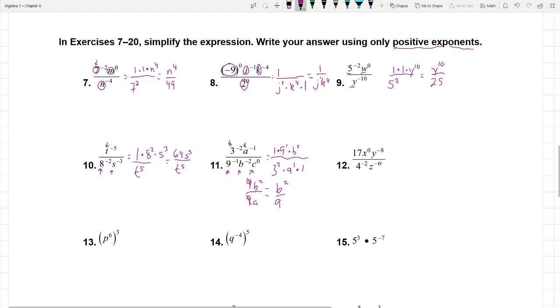All right, let's go on to number 12. Identify my bases. Okay, I got 17, I got x, I got y, I got 4, I got z. So I'm going to work with those. 17 is just to the first power, so it stays where it is. X to the 0 is 1. Y to the negative 8th tells me we're on the wrong side of the fraction bar, so I move it down below. So I have y to the 8th. 4 to the negative 2nd, again, we're on the wrong side of the fraction bar, so I take it up top. 4 to the 2nd. Z to the negative 6, we're on the wrong side of the fraction bar, so I take it up top.